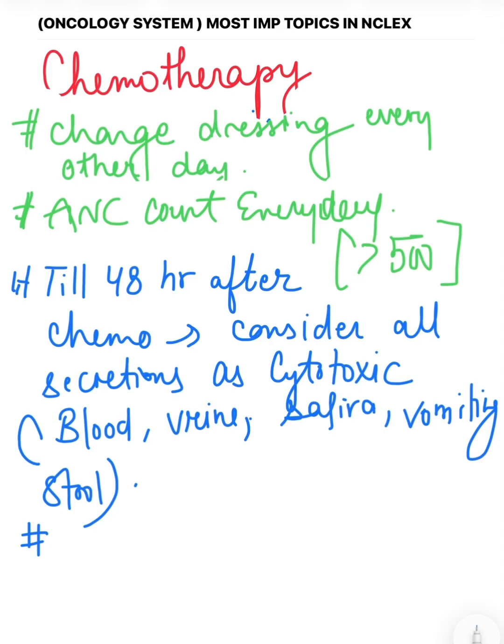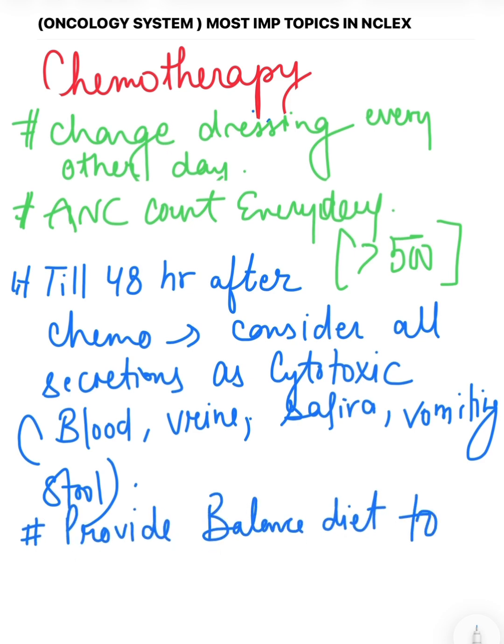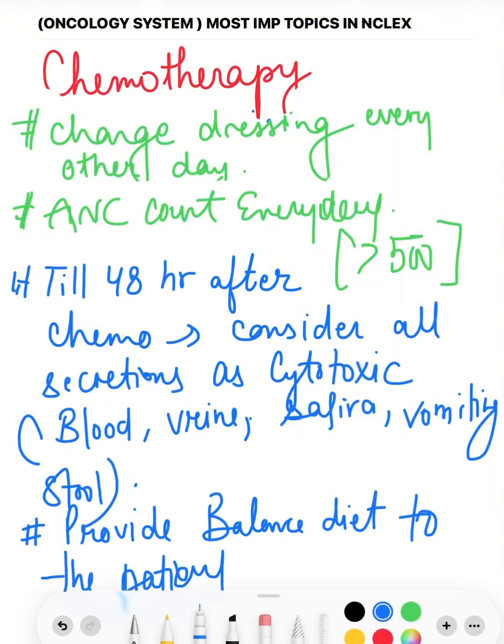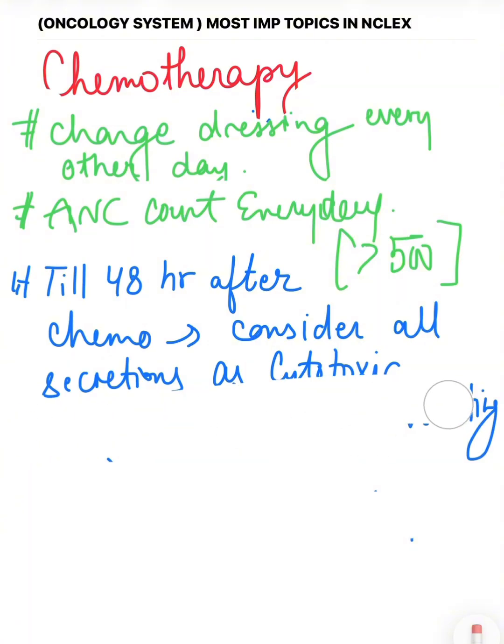The next point is we have to provide a balanced diet to the client. Give them food at room temperature, and in the balanced diet we have to give a high protein as well as high potassium diet.